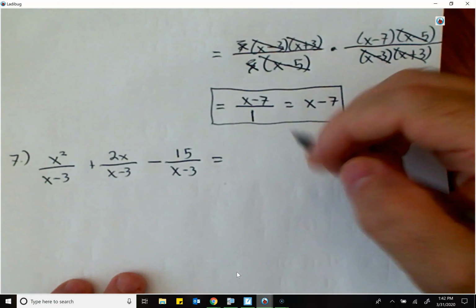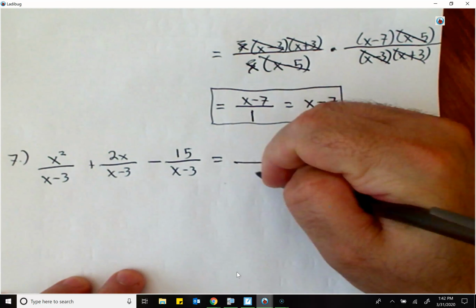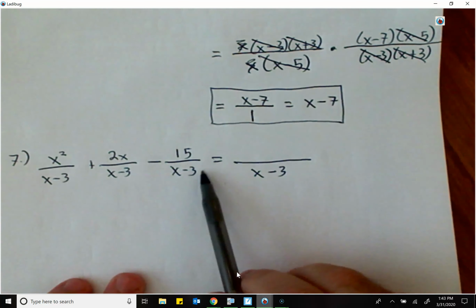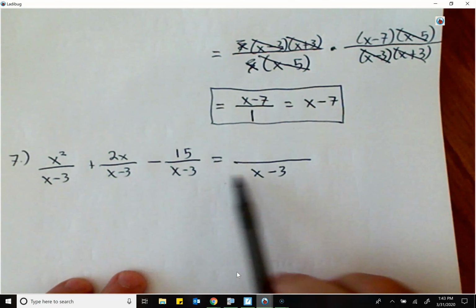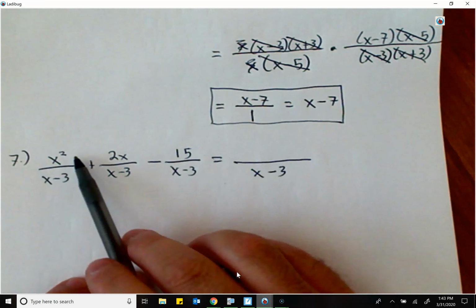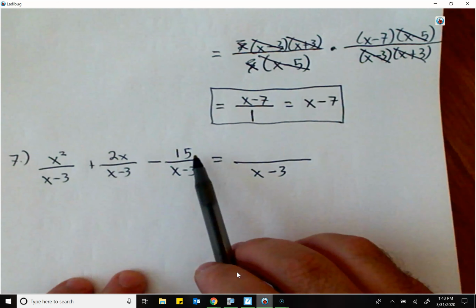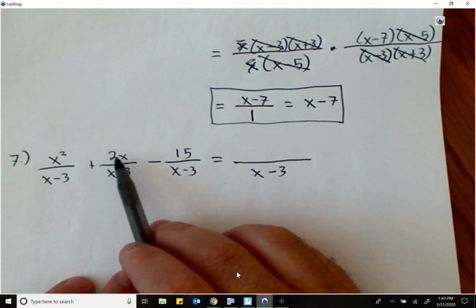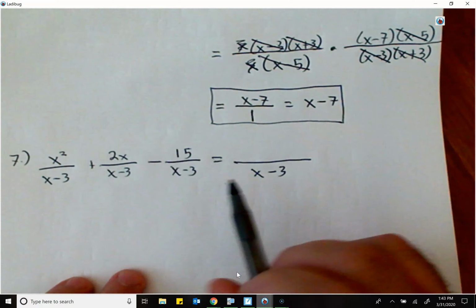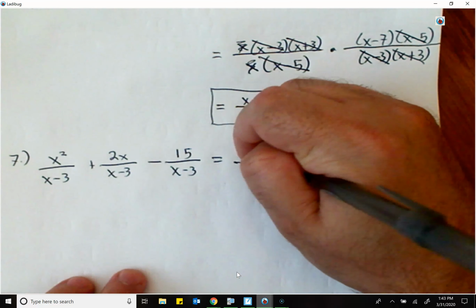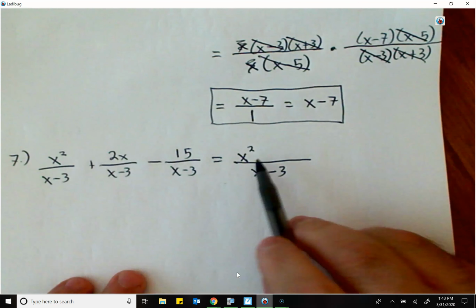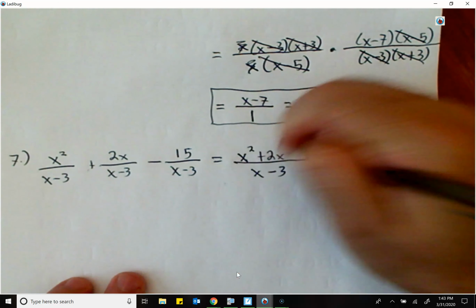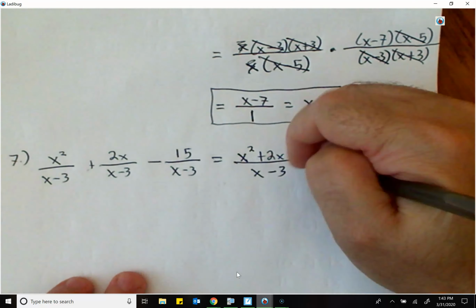So, since we have common denominators, that means we already know that this denominator is going to be x minus 3. You leave it alone. When you add and subtract, you leave the common denominator alone. Then all we do across the top, across the numerator, is combine like terms. Well, are any of these going to get together? No. But they don't disappear either. We just have to write them all down. So we've got x squared plus 2x and then minus 15.